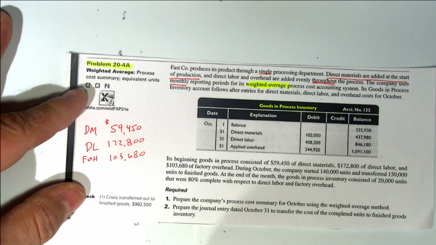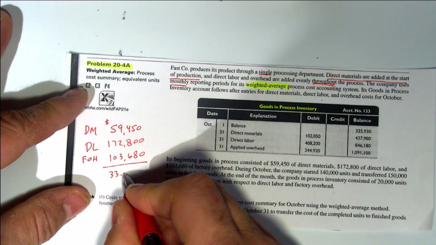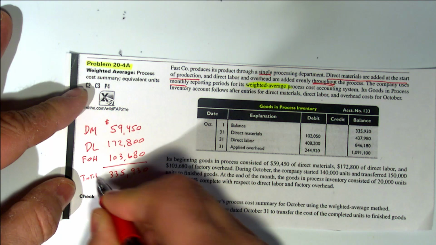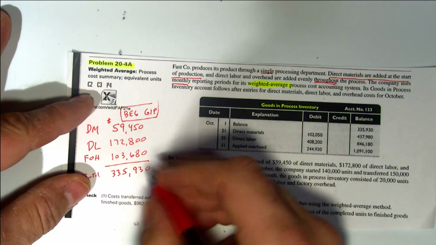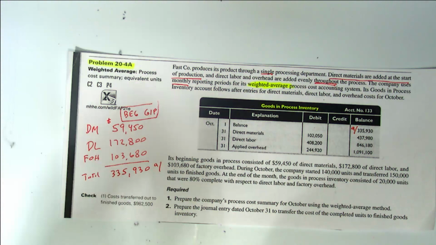What do those numbers equal if you add them up? They equal 335,930. That's the total, right? This is all the beginning goods in process. Okay? So this 335,930, that is this number right here. Are you following me? That's how that number is broken down.